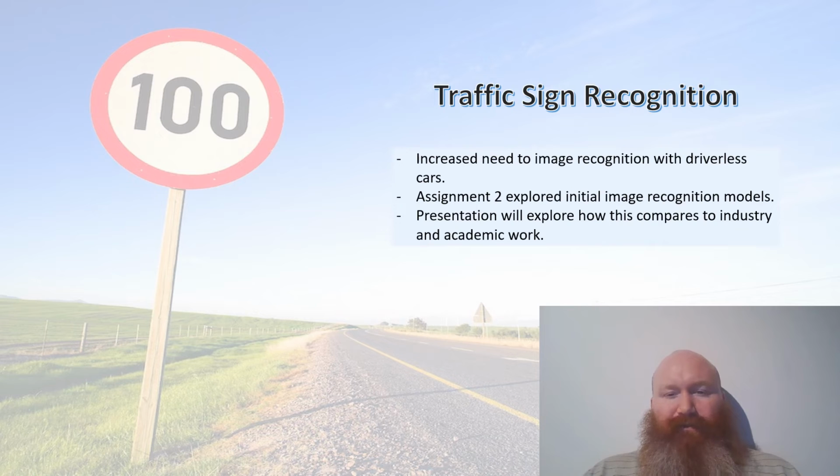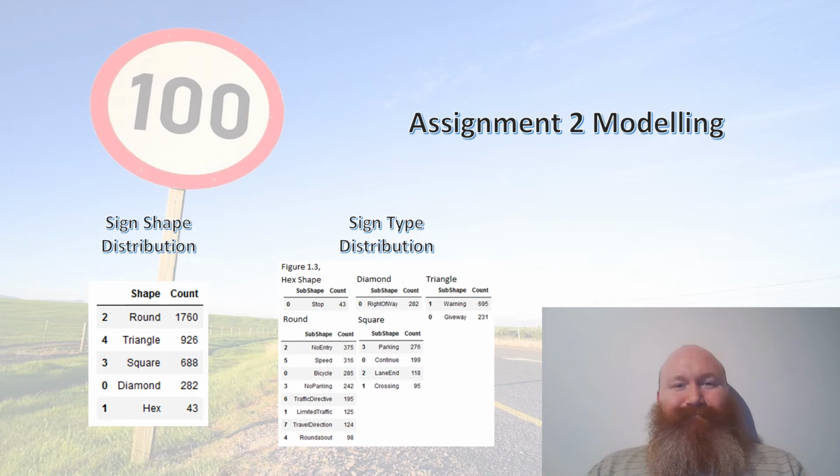This problem was explored during assignment 2 of machine learning, with multiple machine learning models built to try and solve this problem. These techniques will be compared to those used within the academic and commercial worlds. The goal of assignment 2 was to build 2 machine learning models to identify the shape and type of traffic signs found on the road.